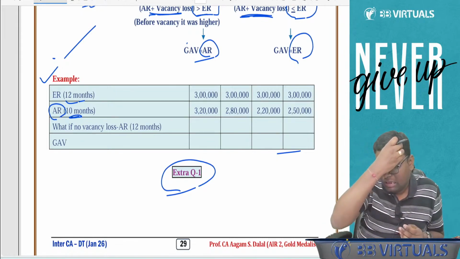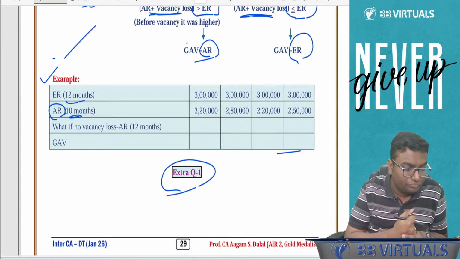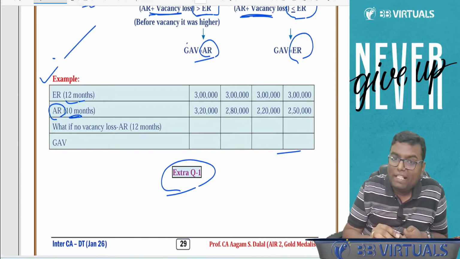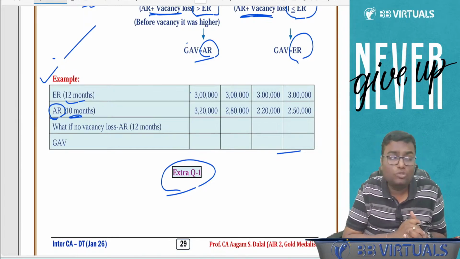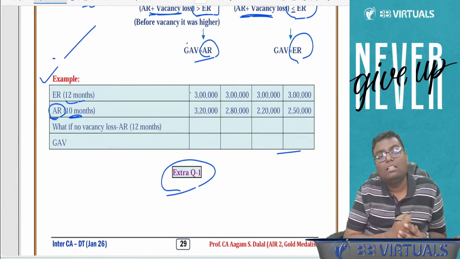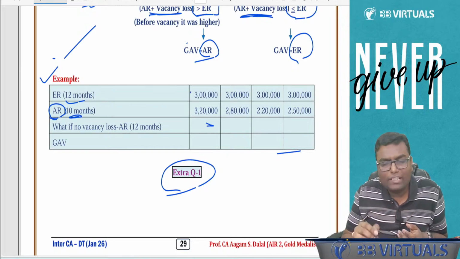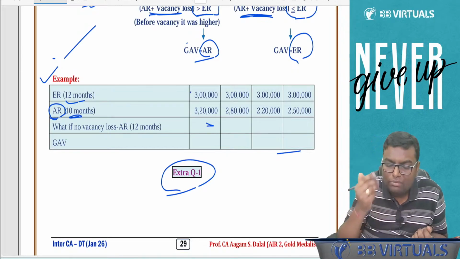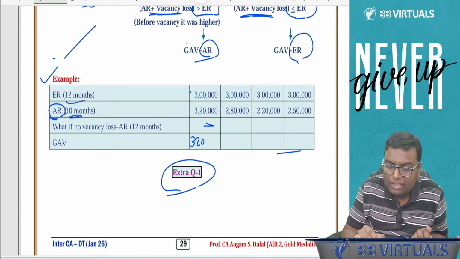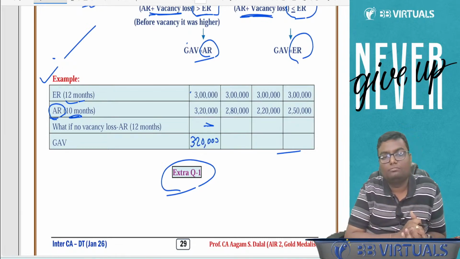Okay, let us solve this together. Expected rent of 12 months is rupees 3 lakh, whereas 10 months' actual rent is 3 lakh 20,000. Can I say my actual rent is more than expected rent? I don't have to do any kind of comparison. My GAV will be whichever is higher. That will be 3 lakh 20,000.